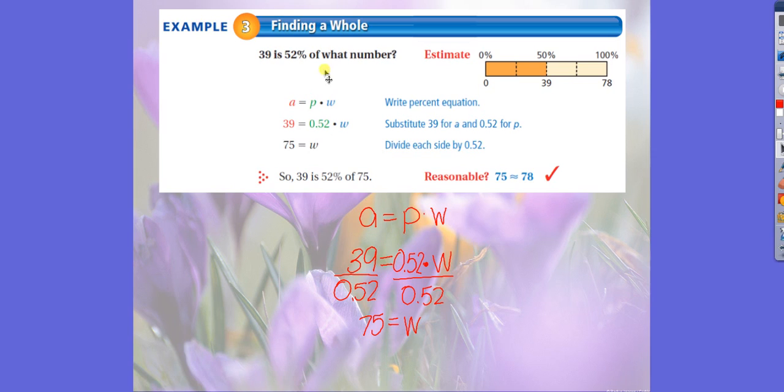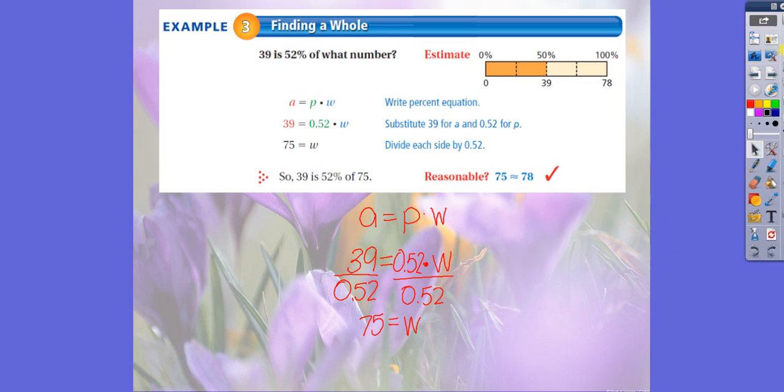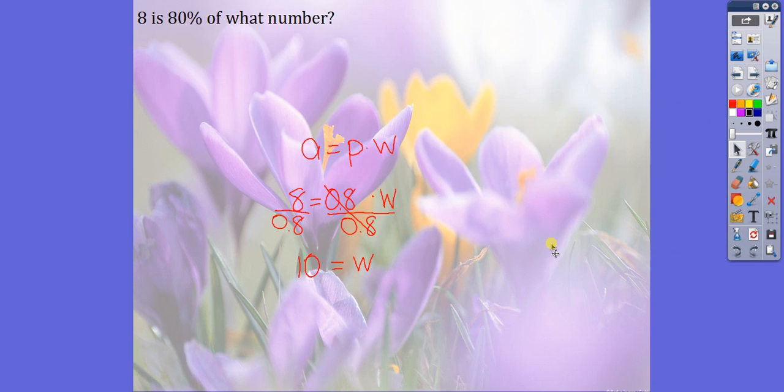Since "of" doesn't have a number, I know I'm searching for the whole number. Still need to turn that percent to a decimal. And you're going to divide each side by this decimal to get the whole number alone. And for some of you, like we always forget this, when we divide by a number less than 1, it actually makes our final answer bigger. And that should make sense because if we're finding the whole number and this number is only about half of the whole number, then the whole number should be bigger than the part, which is 39.